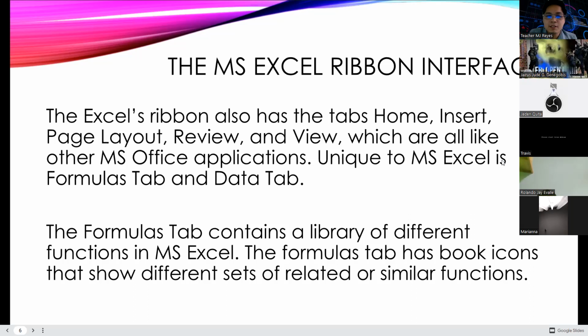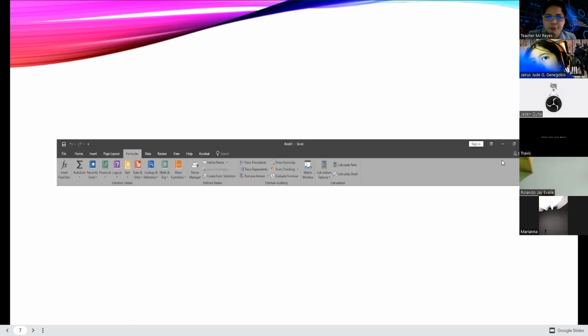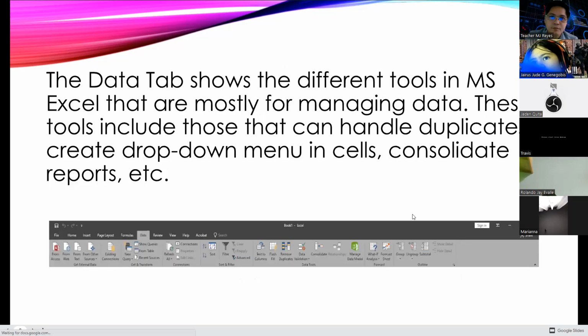The Formulas tab contains a library of different functions in MS Excel. It has book icons that show different sets of related or similar functions. This is the Formulas tab. As you can see, it has different functions, and this is where we calculate our data using the formulas.